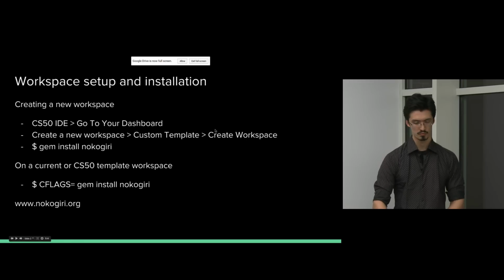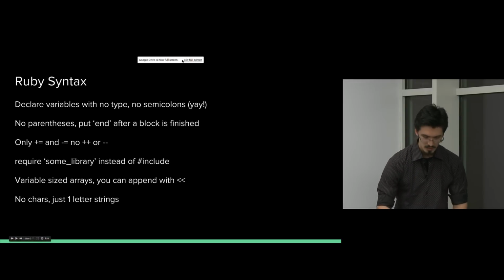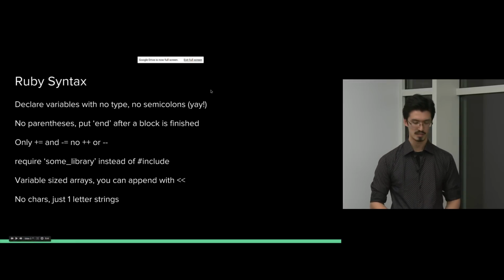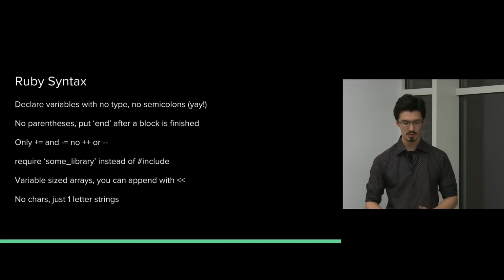So once you've got your Nokogiri workspace or library installed, I'm going to give you a little bit of a crash course in Ruby syntax because Nokogiri is a Ruby library, so you'll need to know some basic Ruby syntax for working with Nokogiri. So some basic differences from what you're used to, perhaps, if you've been working so far in just C and PHP. You declare variables with no type.